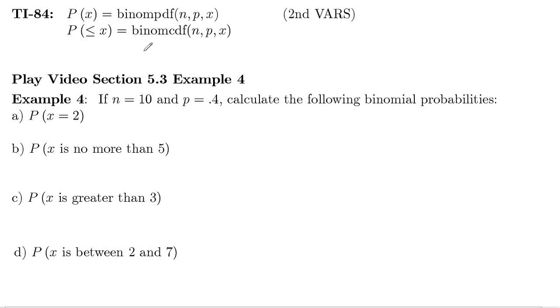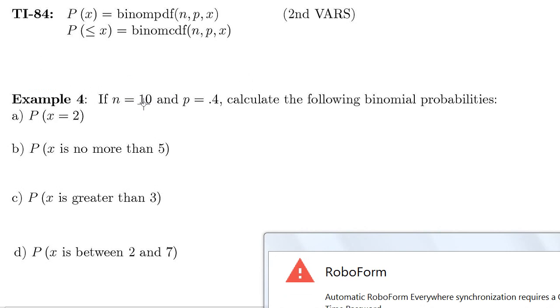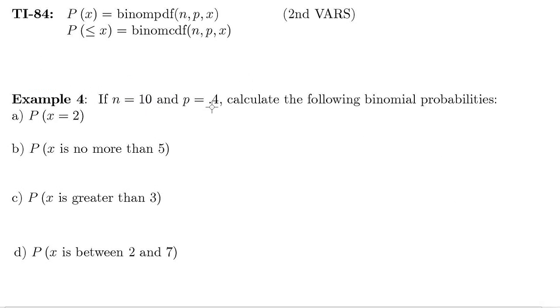So let's go ahead here and learn how to use Binomial PDF and Binomial CDF on our calculator. We're going to compute some binomial probabilities here. We are going to take n as our total number of trials, 10, and the probability of success is 0.4. And we're going to calculate the probability that the number of successes is 2. So 2 successes out of 10.